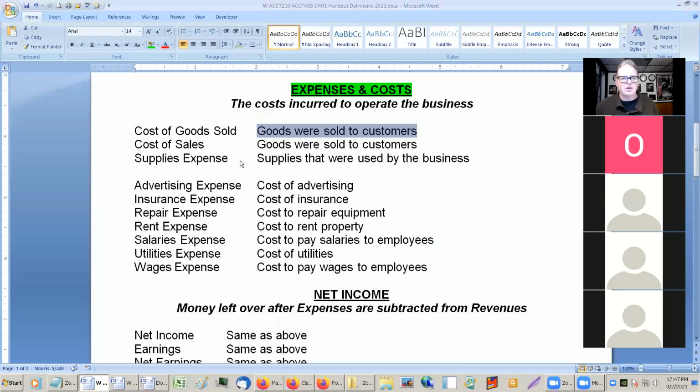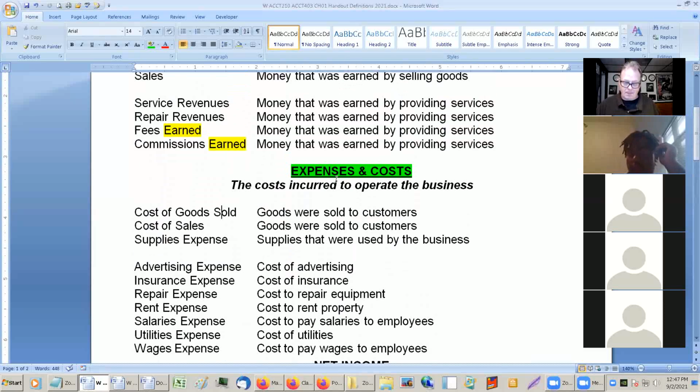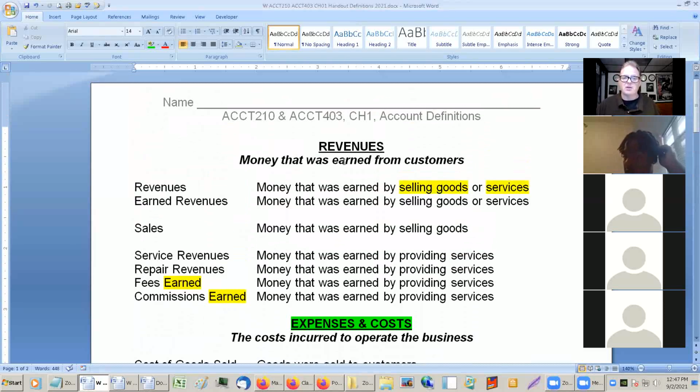So why wouldn't that be considered like revenue? Because aren't you getting paid for that item that's leaving your shop or whatever your service is? You're exactly right. There will be a revenue.